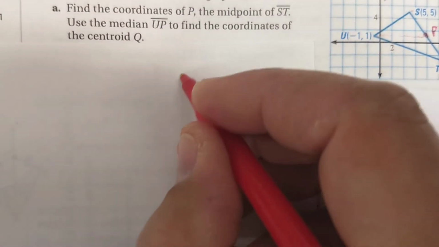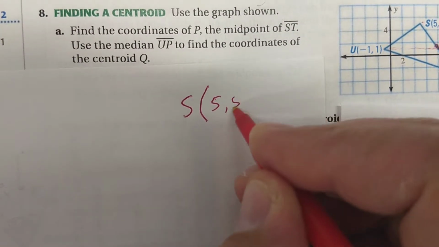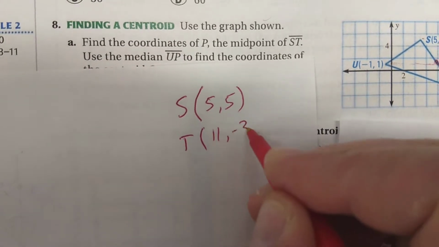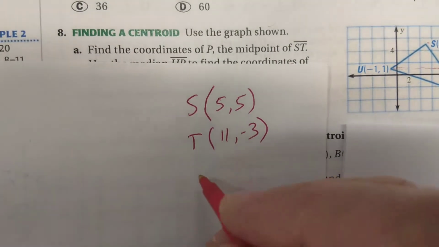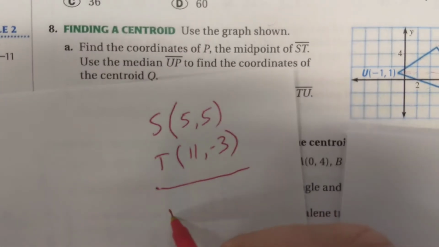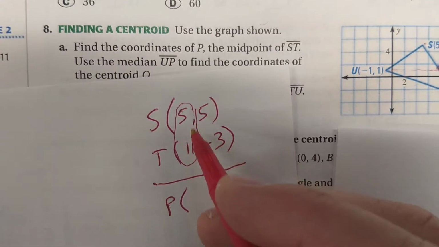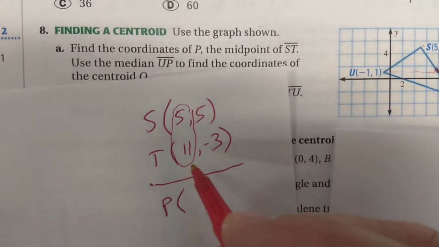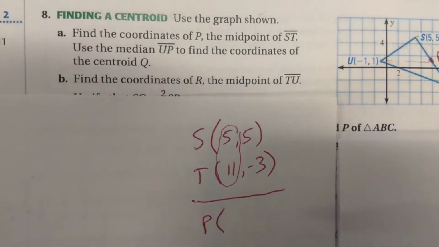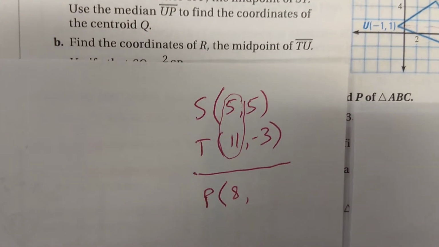So if I write those out over here, S is at 5, 5. T is at 11, negative 3. And so in order to find point P, we're simply going to take the average of these two. 5 and 11 is 16, and divide it by 2 since I've got two coordinates here. 16 divided by 2 is 8. That'll be my x coordinate.